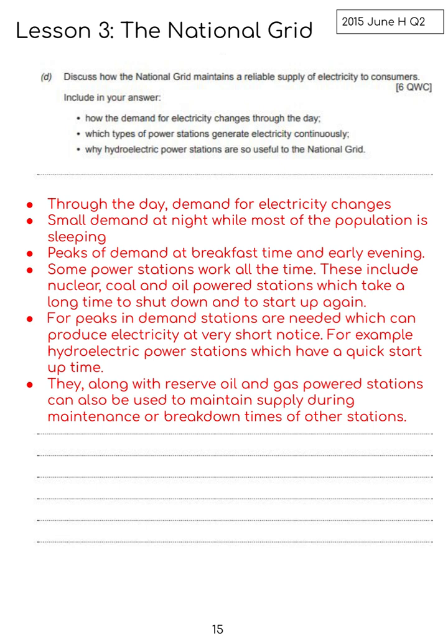Then you want to talk about the ones that work all the time. So these include nuclear, coal and oil, because they take a long time to shut down and start up again. When we have peaks in demand, we need a power station with a quick start-up time, for example, a hydroelectric power station. And we can also use oil and gas power stations to turn on and off to maintain supply, and we can also buy power from other countries if we still run out of electricity.